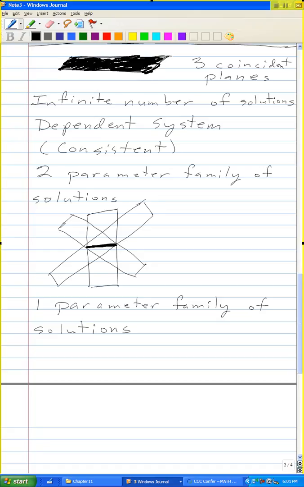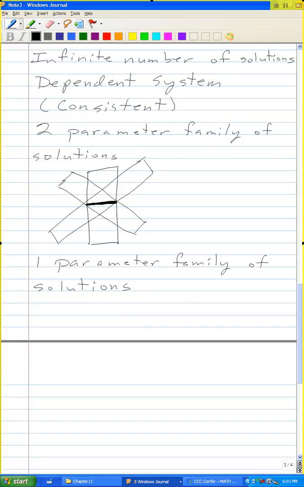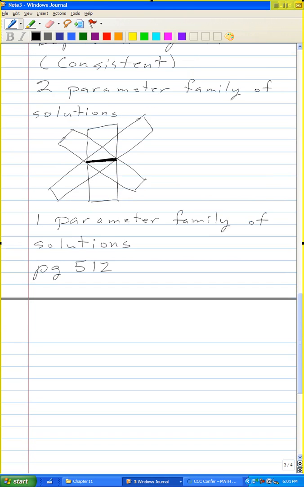Okay, so let me give you some notation, and let me actually do some examples here. Let's say on page 512, let's do problem number 2.